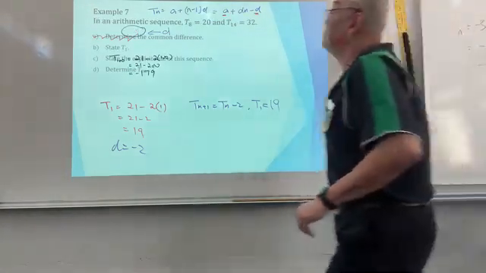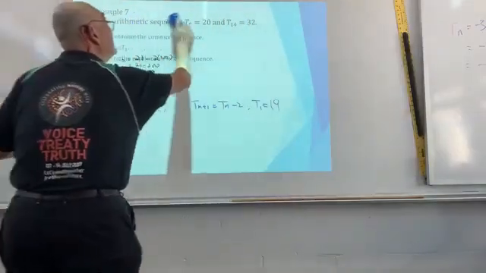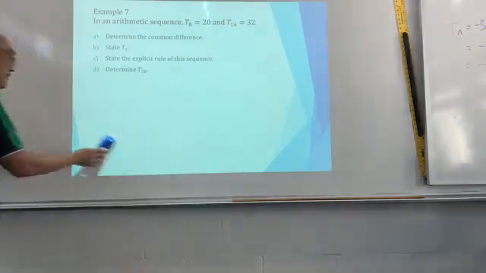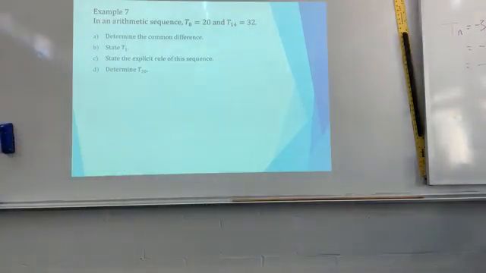Example 7. This is an interesting one. In an arithmetic sequence, T8 equals 20 and T14 equals 32. Determine the common difference, then state T1, then state the explicit rule, and then determine T20.